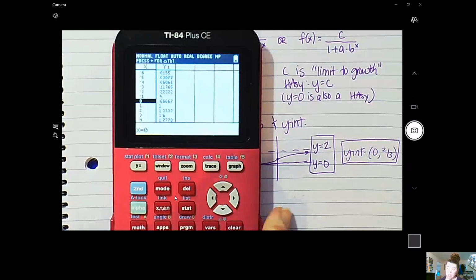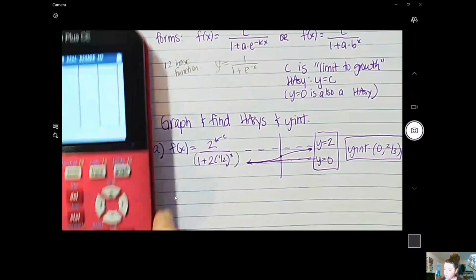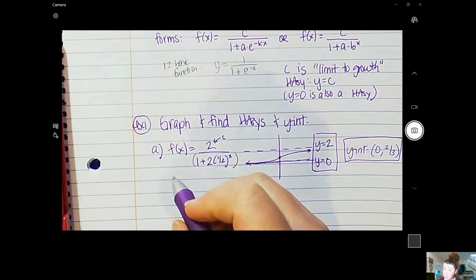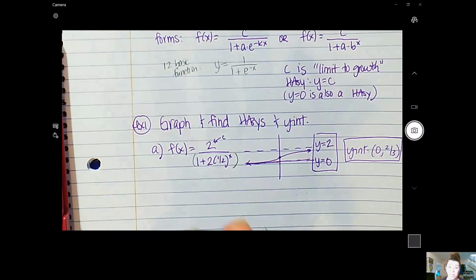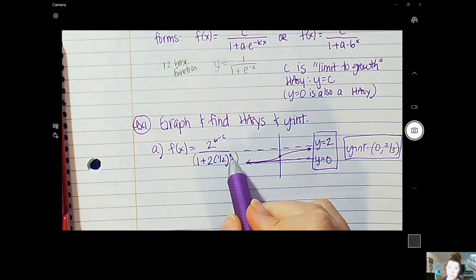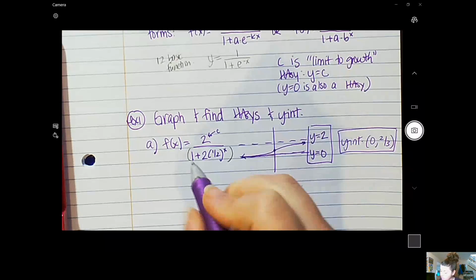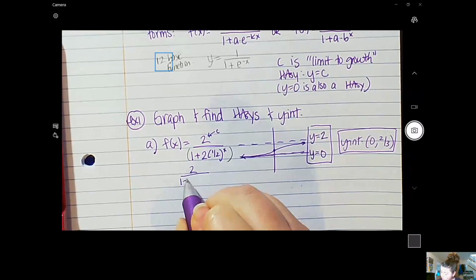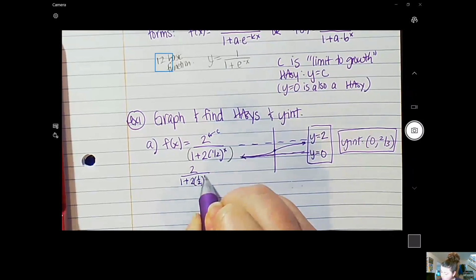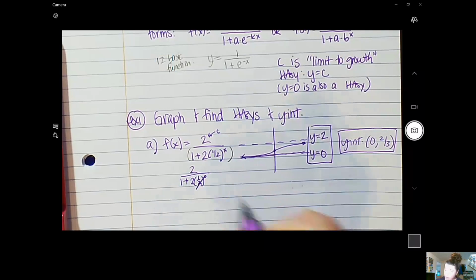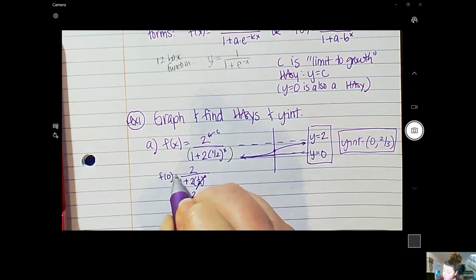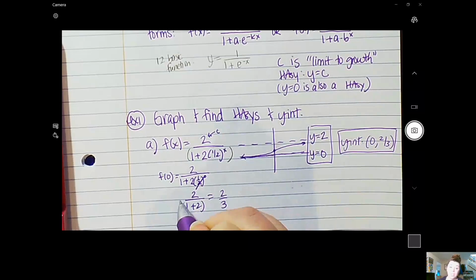But I can also just plug it in myself without needing to make my calculator do it, because when you're plugging in 0, you're plugging it in the exponent spot, and an exponent of 0 is nice and simple. So 1 plus 2 times 1/2 to the 0 power. 1/2 to the 0 power is just 1. So now I just have 2 over 1 plus 2, which is just 2 over 3. So that's another way to find the y-intercept: just find what f of 0 is.